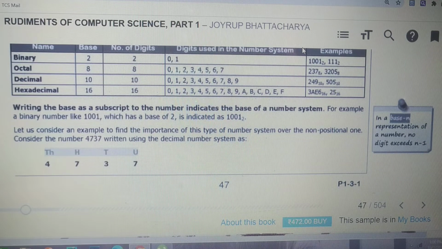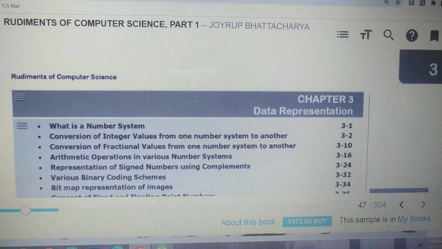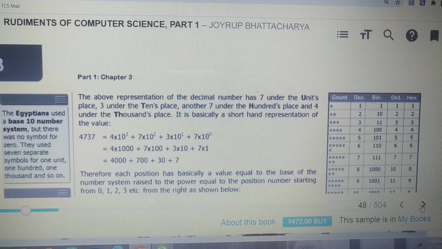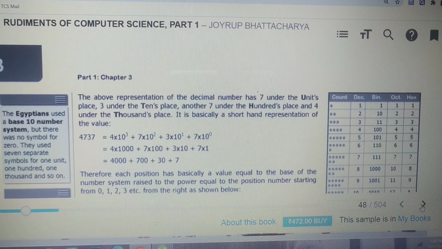Okay, now we are moving to the next page. So how to represent the number? There are number systems we know: binary, octal, decimal, and hexadecimal. These four number systems are there. So now we are directly moving to the conversion systems.